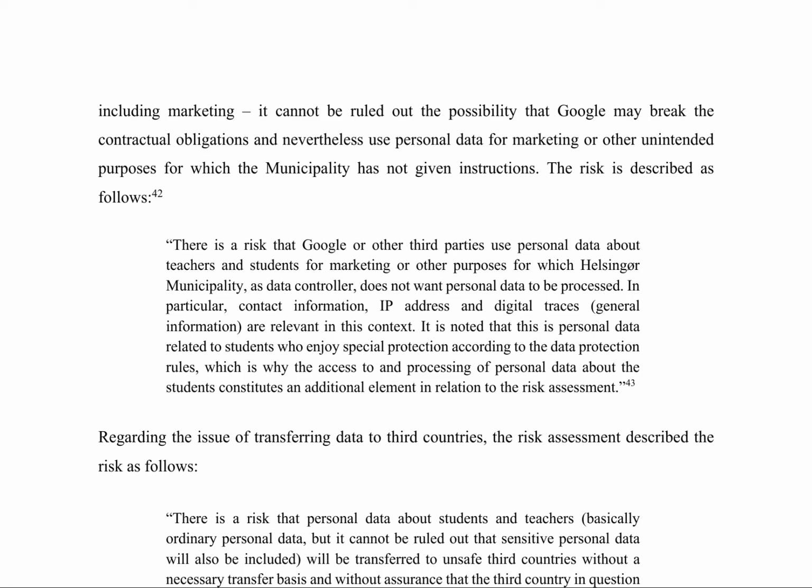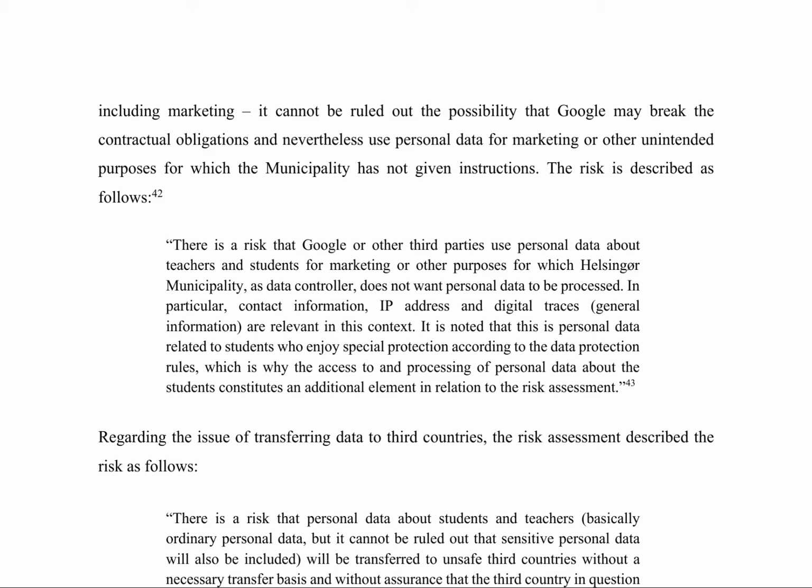This risk is especially concerning as it involves personal data related to students, who are entitled to special protection under data protection regulations. The risk assessment identified contact information, IP addresses, and digital traces as relevant data types, with their processing being an additional element in the risk assessment. Furthermore, the risk of transferring personal data to third countries without a necessary transfer basis and without assurance of similar data protection rights as in EU countries was also noted.